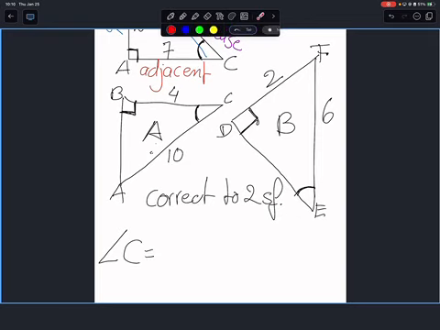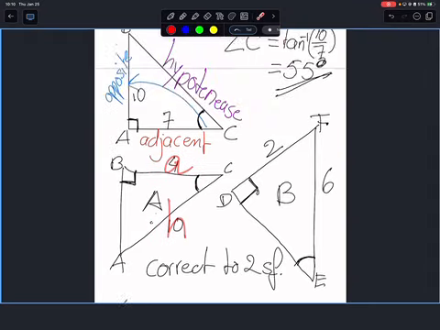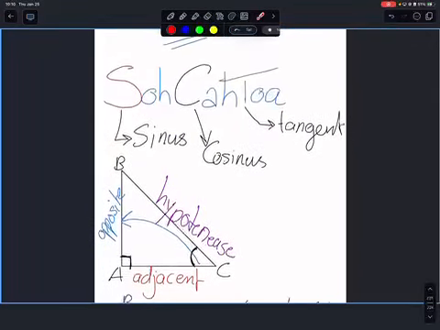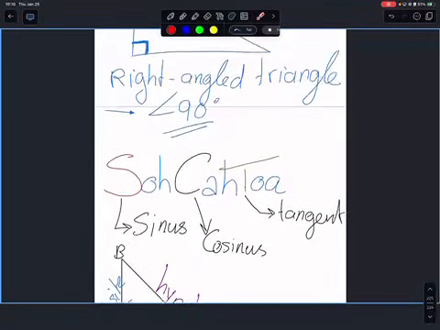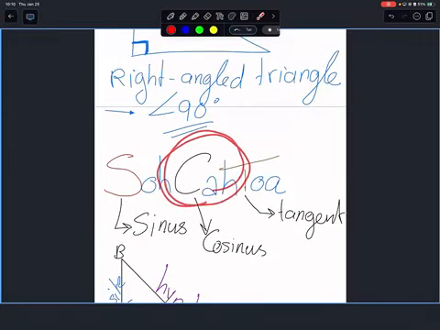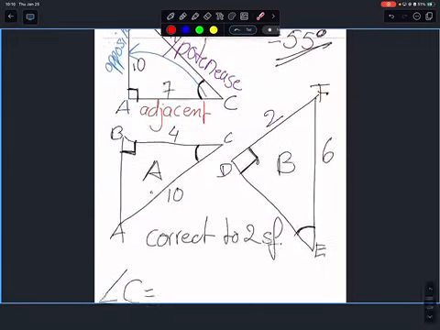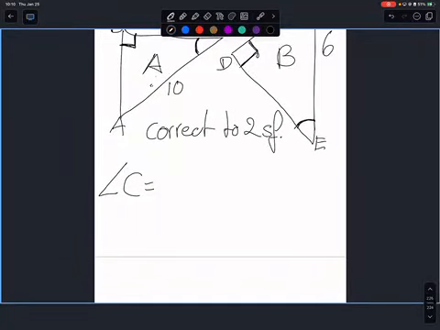Angle of C. Opposite is blank. So I have the adjacent and hypotenuse. I have A and I have H. So I need to use the cosinus.